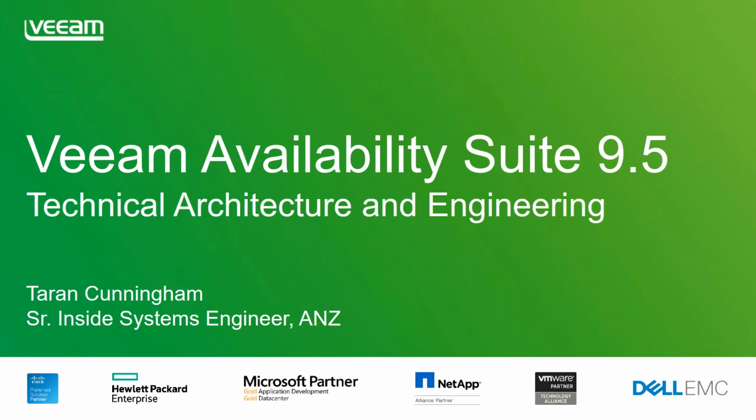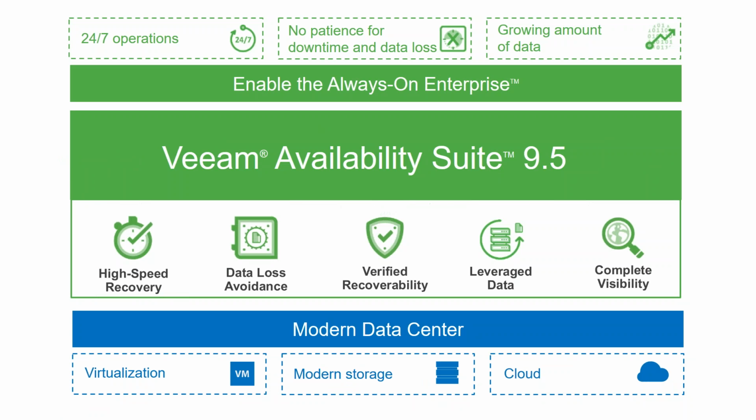Now, this afternoon, we're going to be doing the Veeam Availability Suite version 9.5 Architecture and Engineering demo. Now, the Veeam Availability Suite is focused on providing availability for the always-on enterprise, and we do this with 5 key points: high-speed recovery, data loss avoidance, verified recoverability, leverage data, and complete visibility.